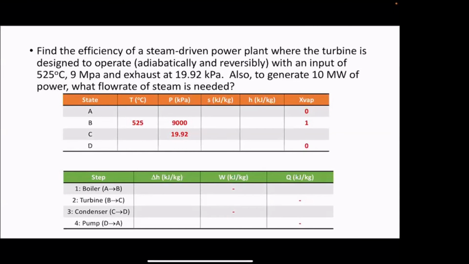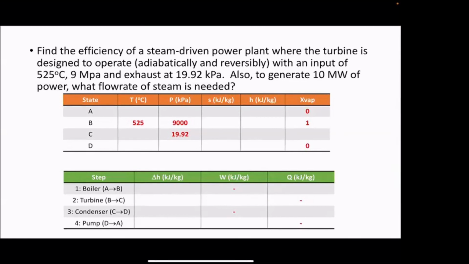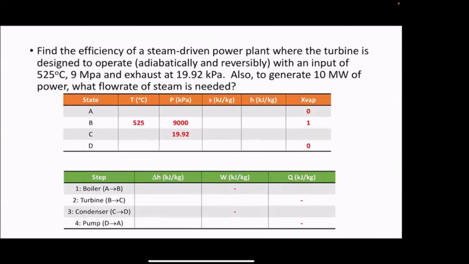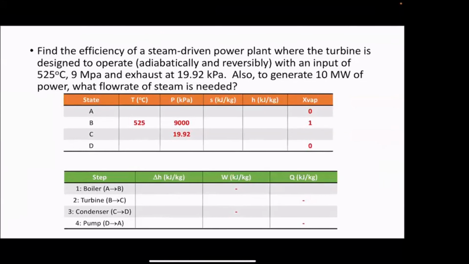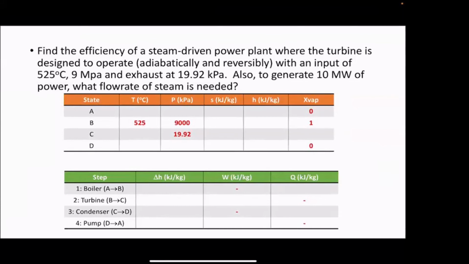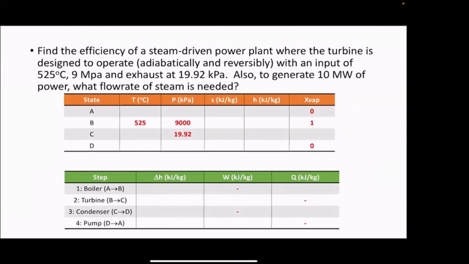And so our first example today asks us to find the efficiency of a steam-driven power plant where the turbine is designed to operate adiabatically and reversibly with an input of 525 degrees C, 9 megapascals, and exhaust the steam at 19.92 kilopascals. Also, to generate 10 megawatts of power, what flow rate of steam would we need?